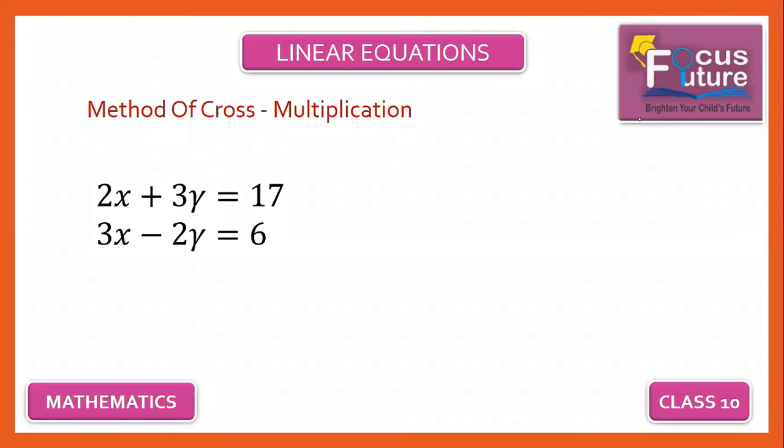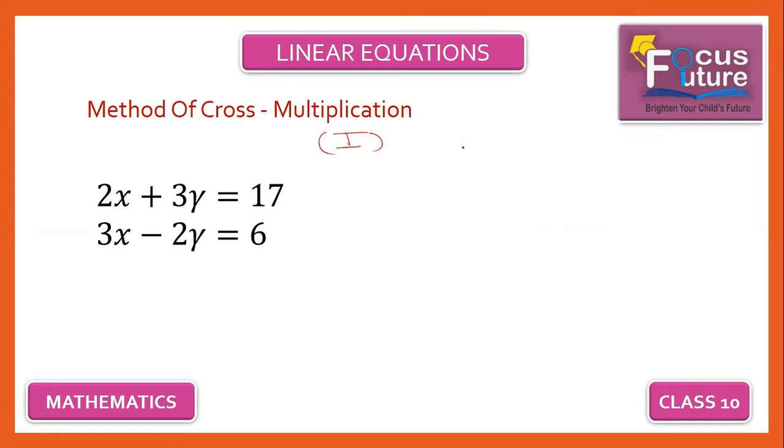Let us understand our cross multiplication method using different equations. So this is our problem. We have two linear equations. So how would you apply cross multiplication on these equations? Step number 1: everything should be on the left hand side, and on the right hand side you must have a 0.